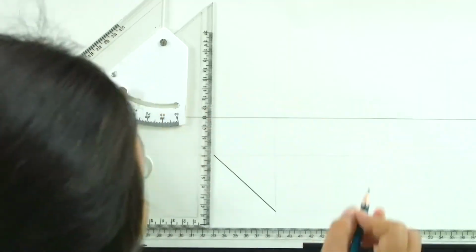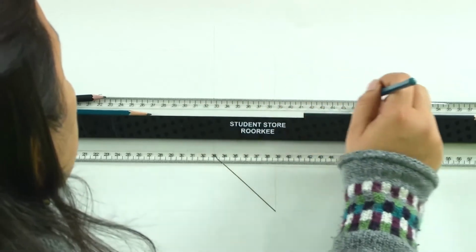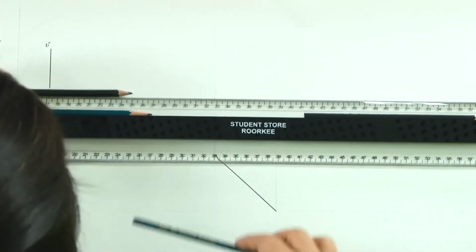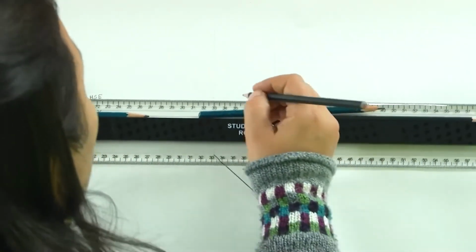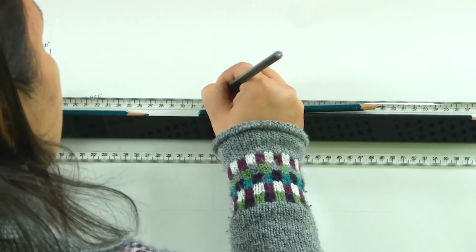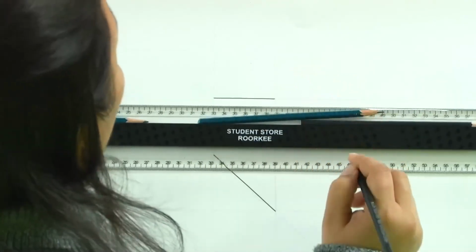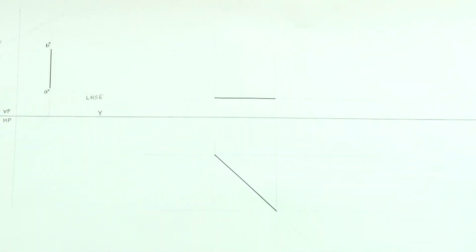So, we just draw this last dimension, this last information, which is 2 centimeter above HP, and then we get a line here, which is the projection of this inclined line, which is making an angle of 45 degrees with VP. This is the projection. Now, let us label this one.